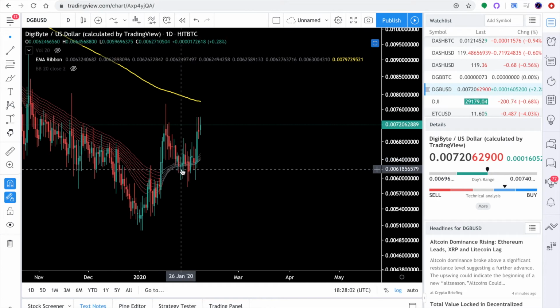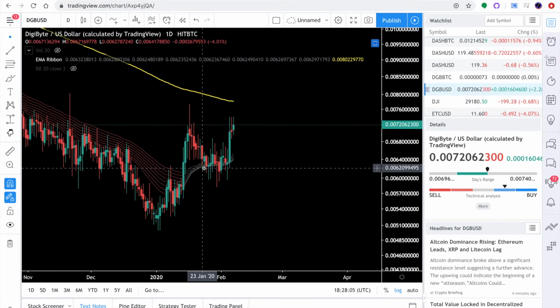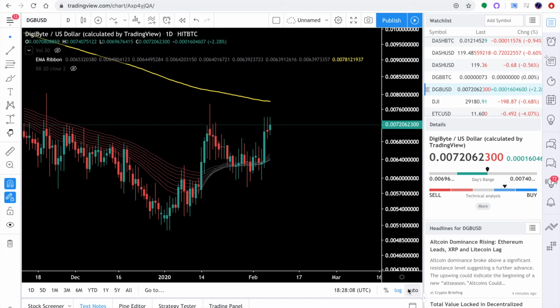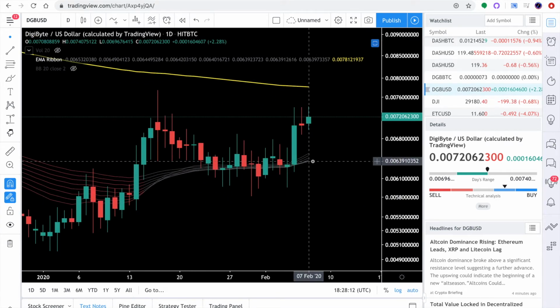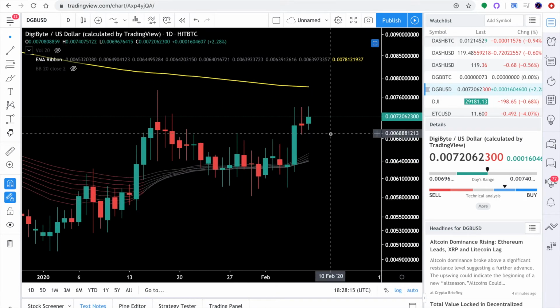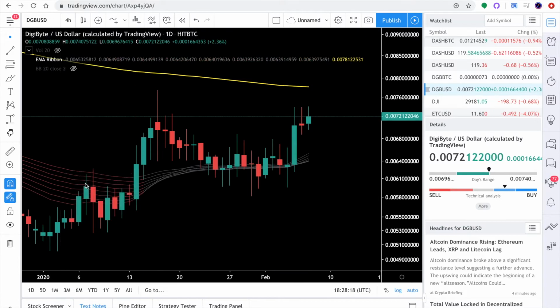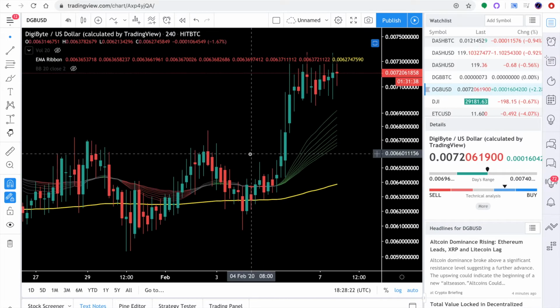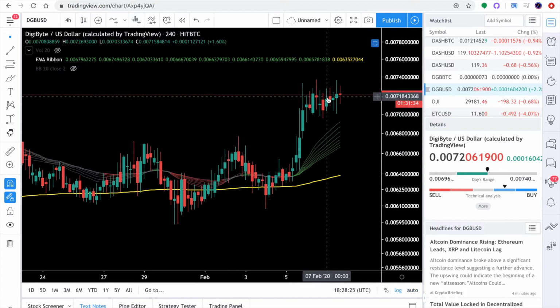So it has good ribbon support. The ribbon's still neutral. It's probably going to flip tomorrow, I would say. You'll see a little bit of green there. Yeah, you'll probably see green tomorrow. Either tomorrow or Sunday, you'll see green. If we break this down to, say, a 4-hour, it might look like it's putting in a little flag here. Yeah, so there's a lot of sideways movement here.